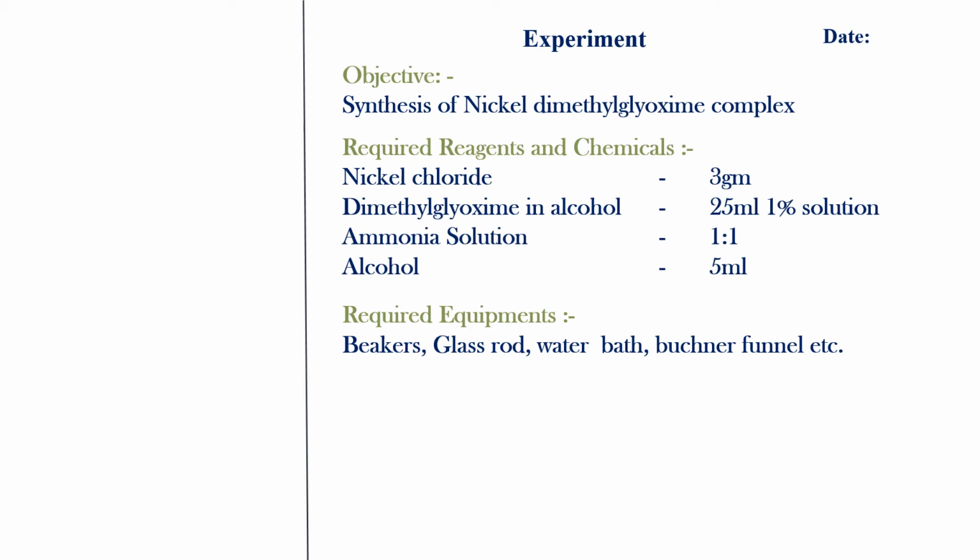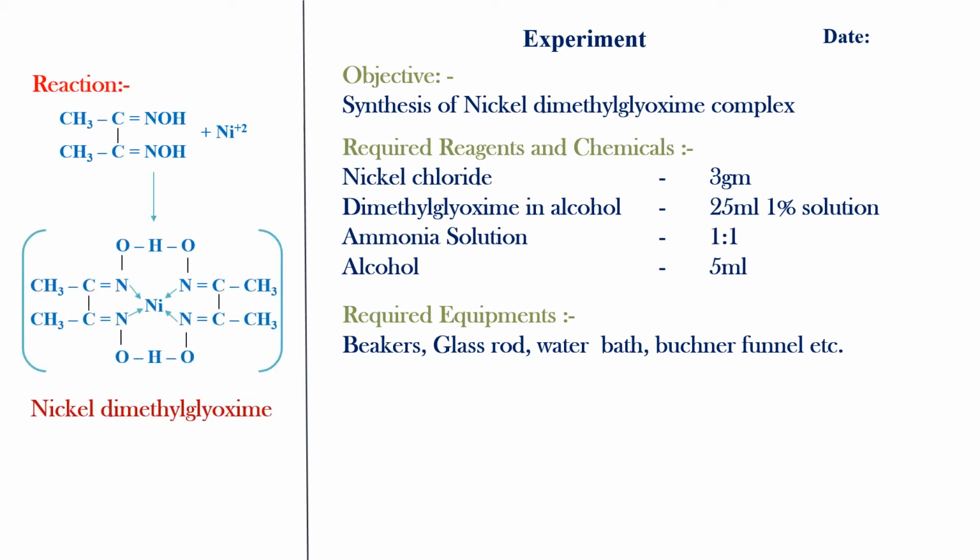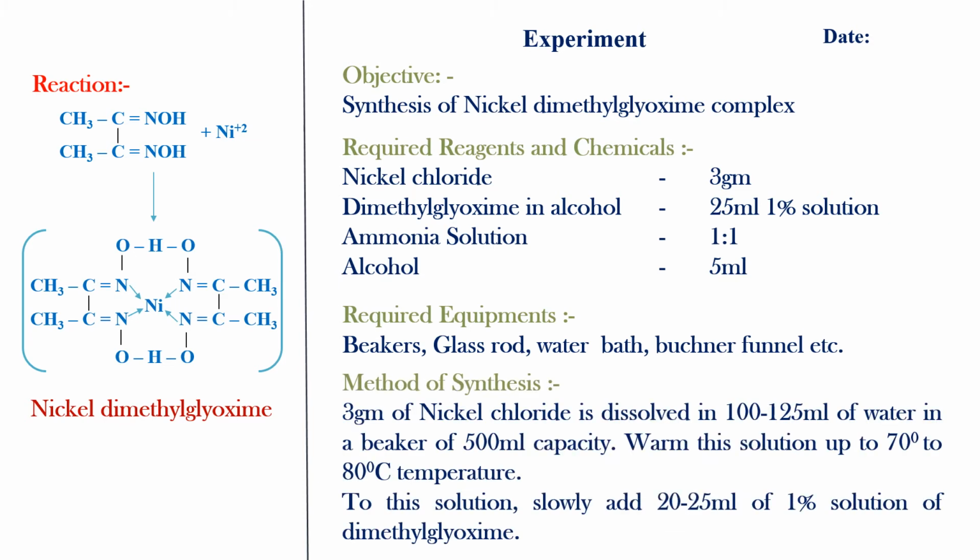So these are the basic requirements to perform this experiment. How we shall perform this experiment, what is the method of preparation, that we shall discuss now. This is the reaction: dimethyl glyoxime reacting with nickel ion forming nickel dimethyl glyoxime complex. Method for the preparation: we take 3 gram of nickel chloride, dissolved in 100 to 125 ml of water taken in a beaker of 500 ml capacity.